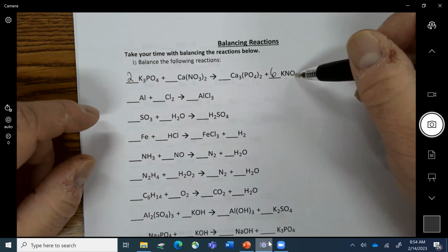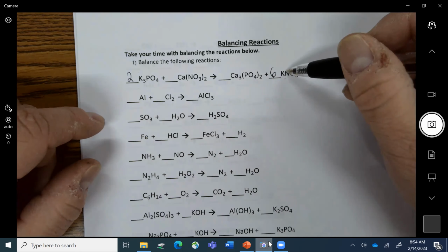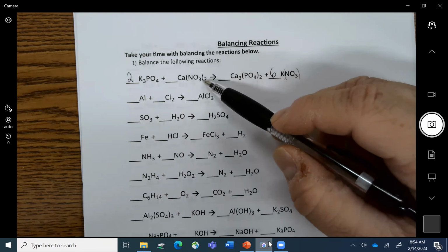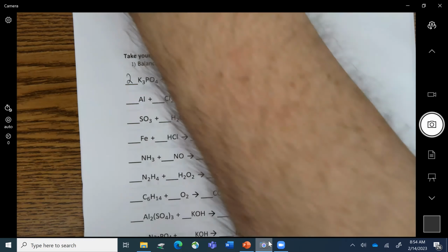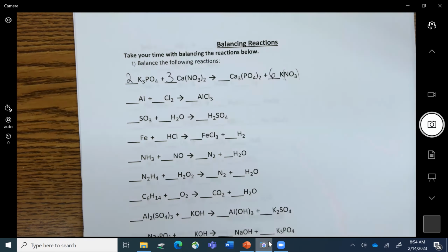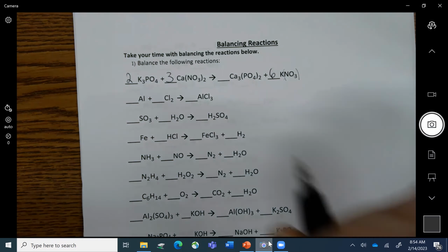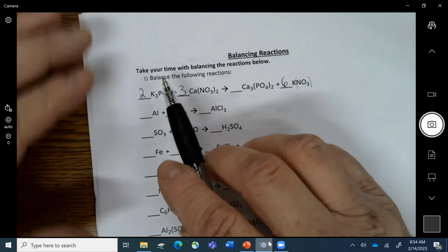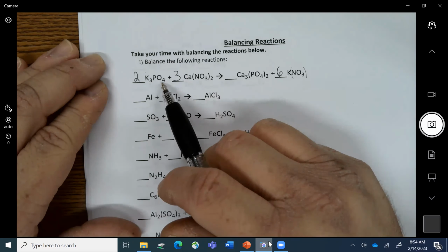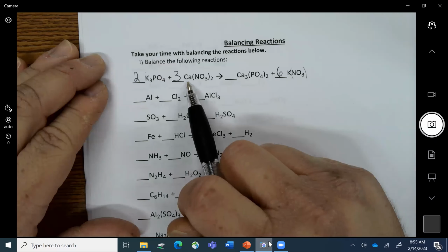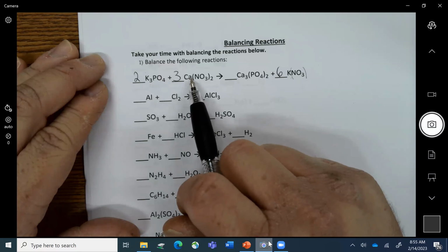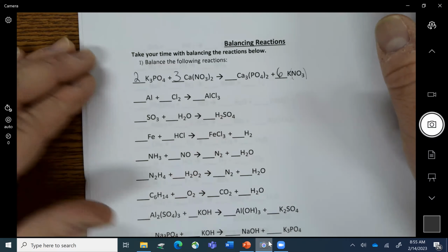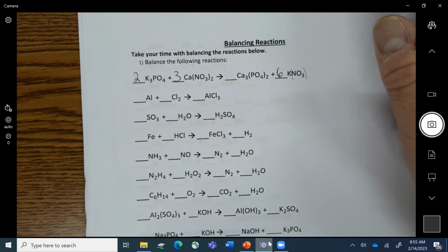Okay, so 6 nitrates now, the NO3, so I'm going to treat them as separate. I have 6 of them, and I only have 2 here, so how do I get that to 6? Oops, put a 3 there. So I have 6 nitrates, 6 potassium, 6 potassium here. And then my phosphates, PO4, I have 2, and I have 2. Now the last thing I got balanced is calcium. You have 3 calciums here, and I have 3 there. So just like that, this chemical equation is now balanced.